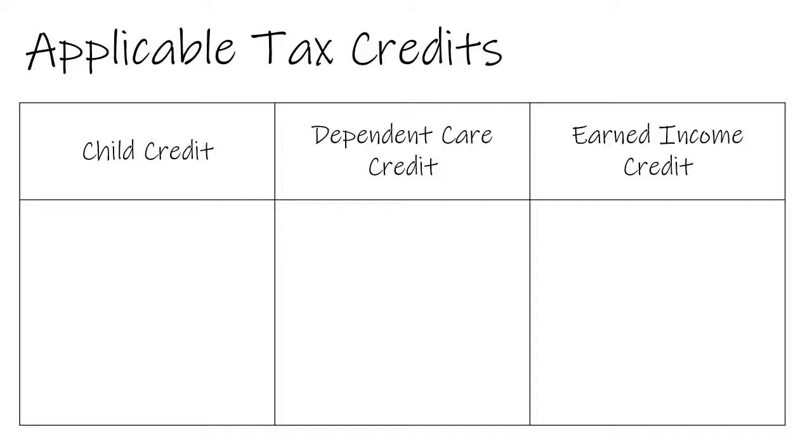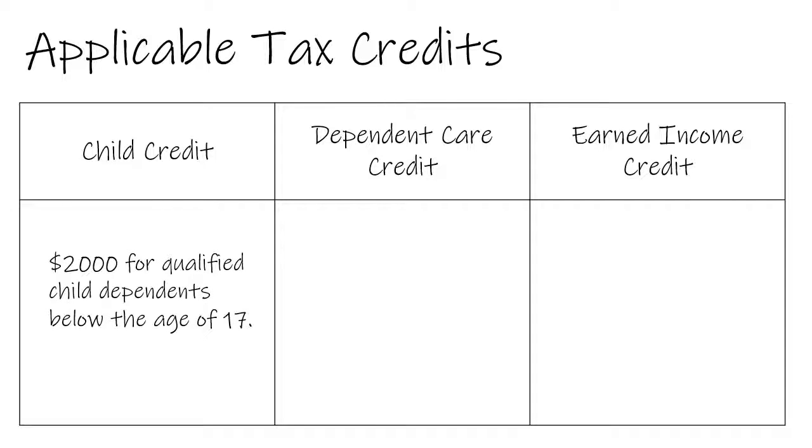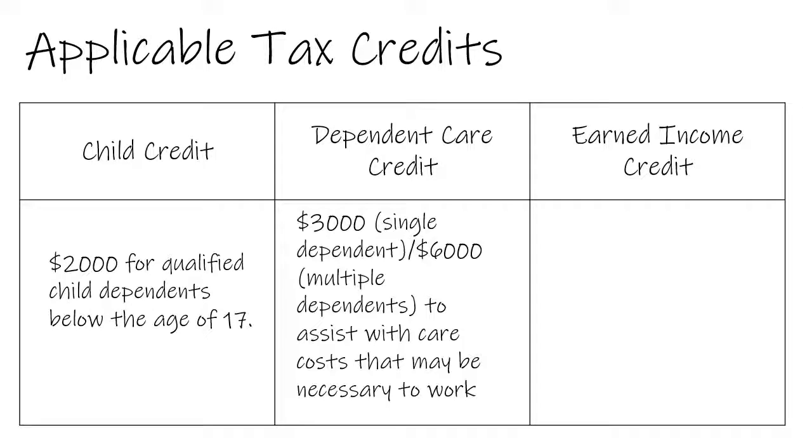The applicable tax credits that we'll talk about are the child credit, wherein the taxpayer gets $2,000 for qualified child dependents below the age of 17. This means that for Ross's two kids, Ben and Emma, he could take a total of $2,000 each, or $4,000. The dependent care credit allows working parents a credit of $3,000 for a single dependent or $6,000 for multiple dependents. This allows them to offset the daycare costs that may be necessary to work.